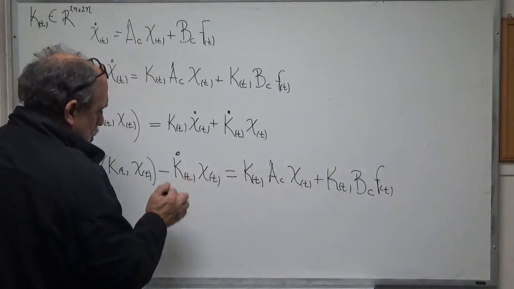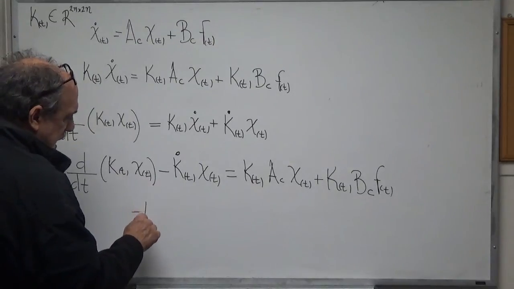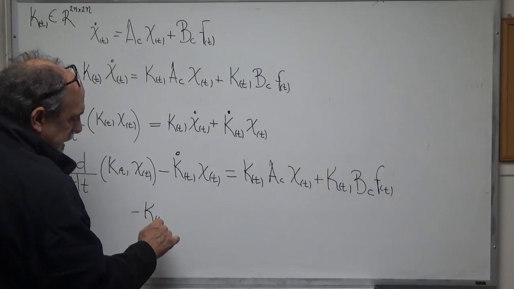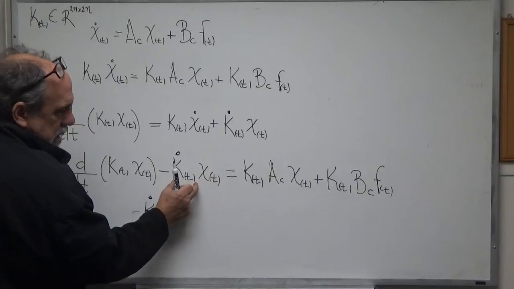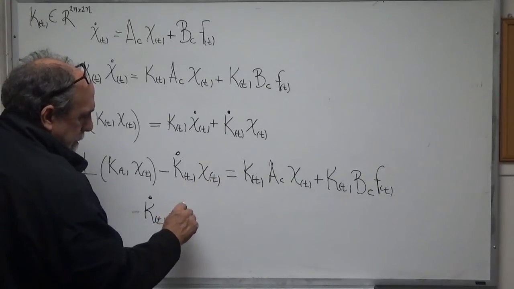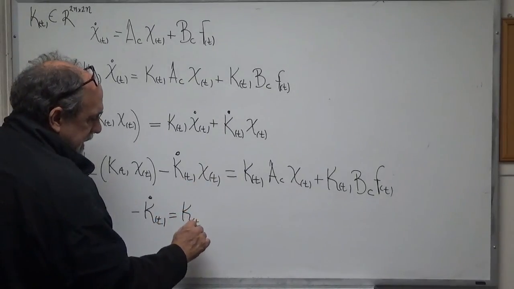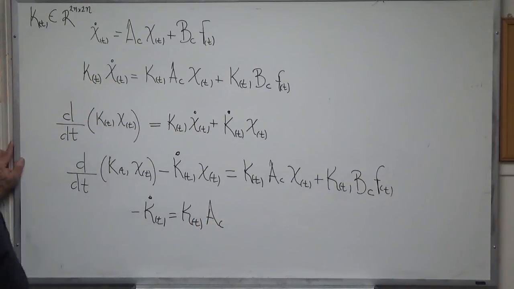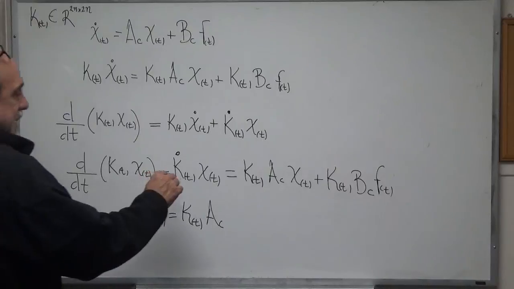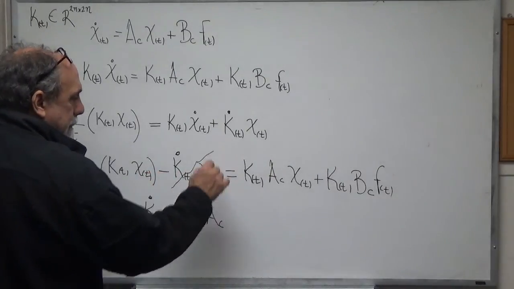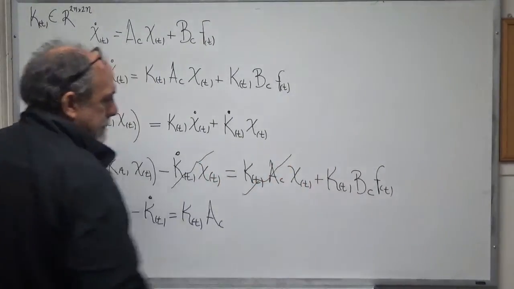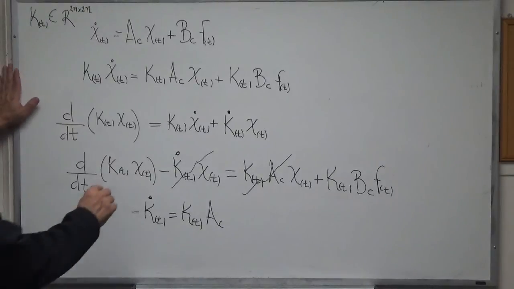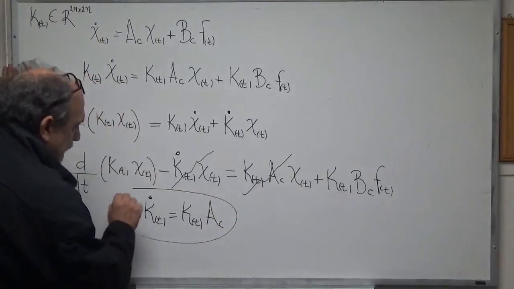And if I choose minus K dot of t to be the same as K of t times AC, then what's going to happen? It's going to cancel this term with this term, right? If I choose that.